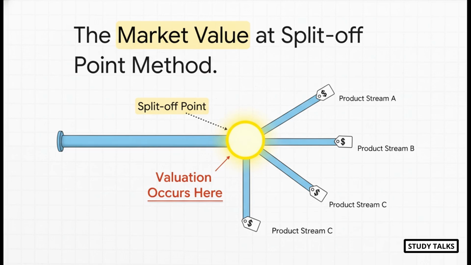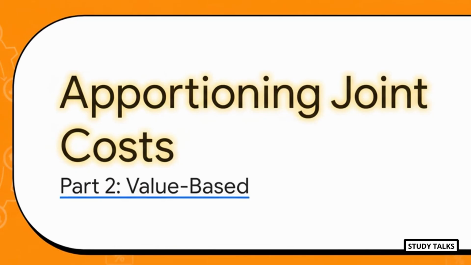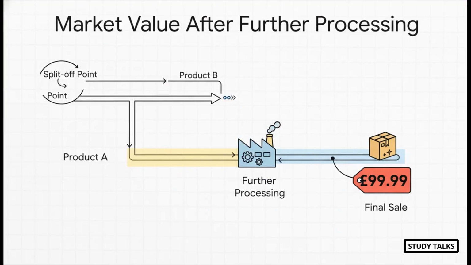That brings us to a more logical approach, the market value at split-off point method. This one says, hey, forget about kilos and liters. Let's use what really matters, the selling price of each product at the exact moment they become separate. And that idea leads us right into the more advanced and honestly the more important value-based methods. Pay close attention here, because these are the ones that you're almost guaranteed to see in your exam. Now, what happens if you can't actually sell your product right at the split-off point?